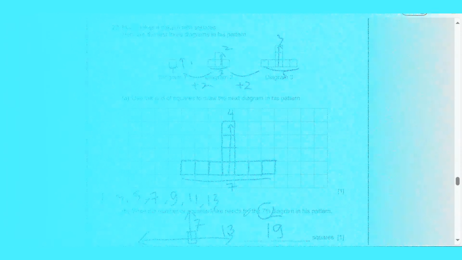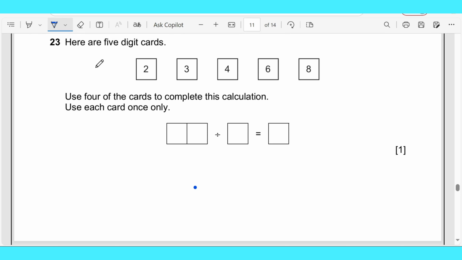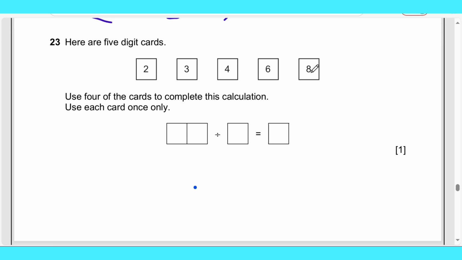Let's move on. Okay guys, 23. Here are 5 digit cards, 2 3 4 6 8. Use 4 of the cards to complete this calculation. Use each card once only.